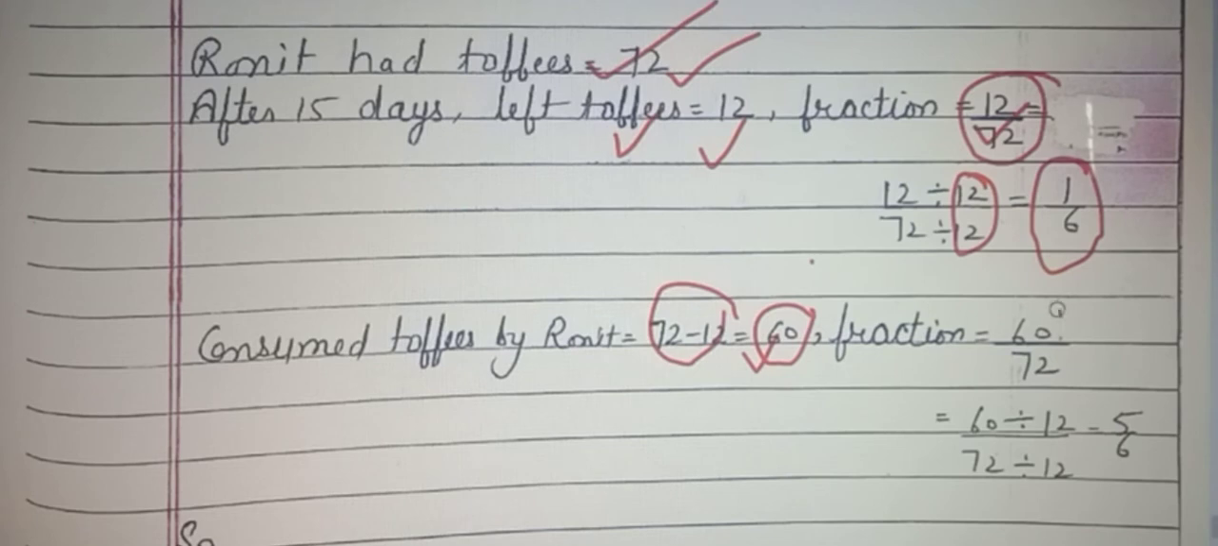Now we will find the fraction for the same. So the fraction becomes consumed toffees upon total toffees, 60 upon 72. Again we will just reduce it into lowest form. How can we reduce it into lowest form? By dividing it by the HCF of both numerator and denominator. So 12 is the HCF of both numerator and denominator. After dividing numerator and denominator by 12, it gives us 5 upon 6. So 5 upon 6 is the fraction for the consumed toffees by Ronit.